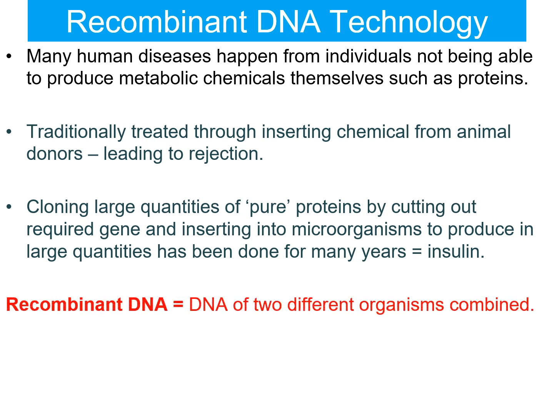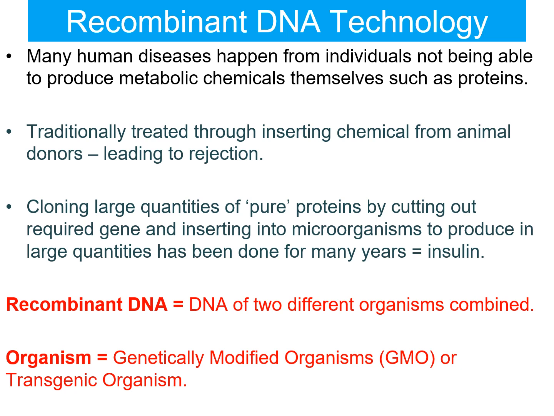Recombinant DNA basically means the DNA of two different organisms combined, and the organism we are producing is called transgenic.